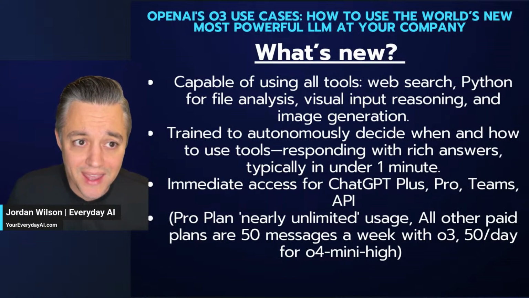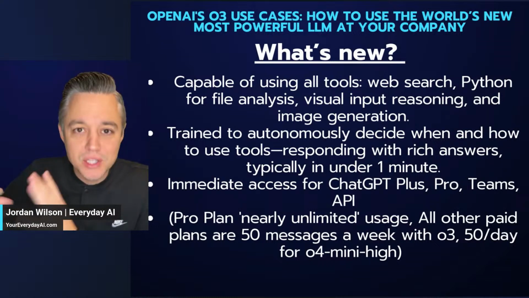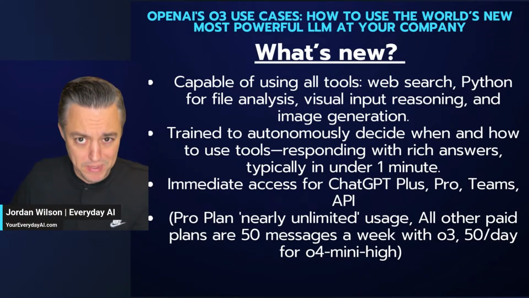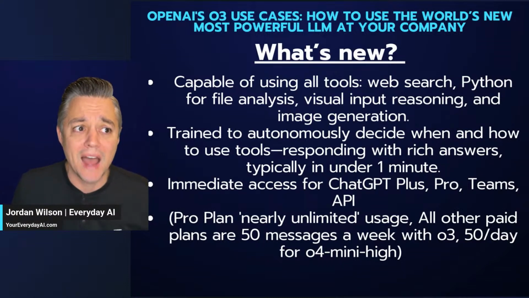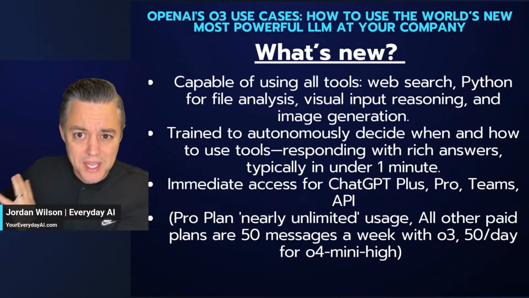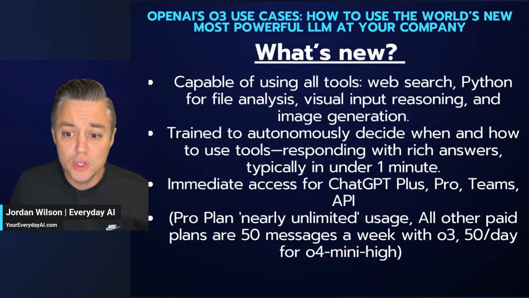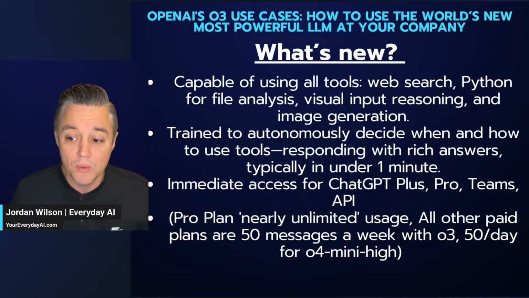which, when we talk about agentic AI, that's ultimately one of the big steps, right? That a large language model or an AI tool needs to be actually agentic, right? For it to have agency, for it to execute tasks on your behalf. So it's not a fully agent, right? But I will say this is the first agentic model that I've used, and it's a huge step forward. So it's trained to autonomously decide when and how to use these tools, responding with rich answers, typically in under 1 minute. And if you do have a paid plan to ChatGPT Plus, it's available now. So it's available immediately as well as on the API.